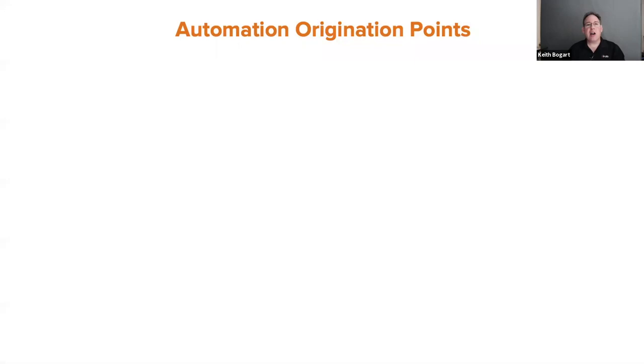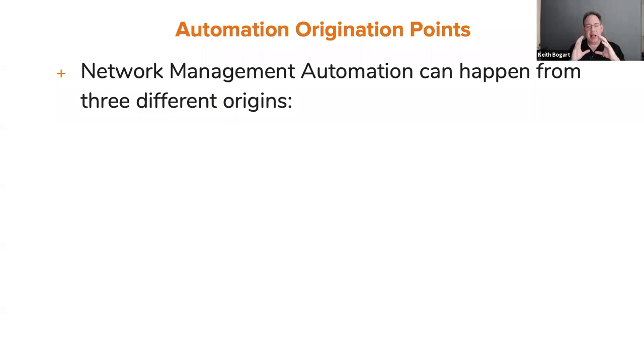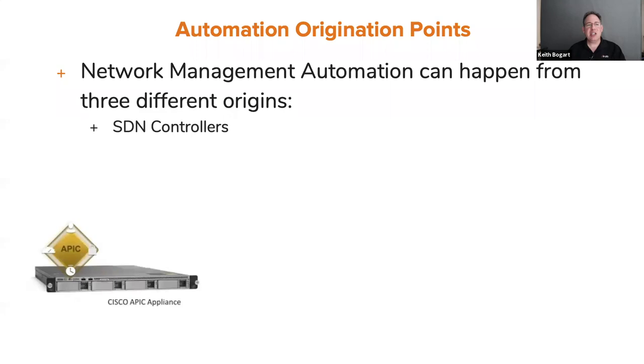Okay, automation origination points. This is basically talking about the thing that can send out these commands instead of you doing it. Where does that reside? Where does it start from? Where does the origination of automation happen? Well, certainly you can have SDN controllers, right? There's Cisco's APIC appliance. There's Cisco's DNA Center appliance, right? These are actually things that you buy, you unbox, you rack mount them. They have software built into them, and they are purpose-built to automate things. So you could have it originate from there.